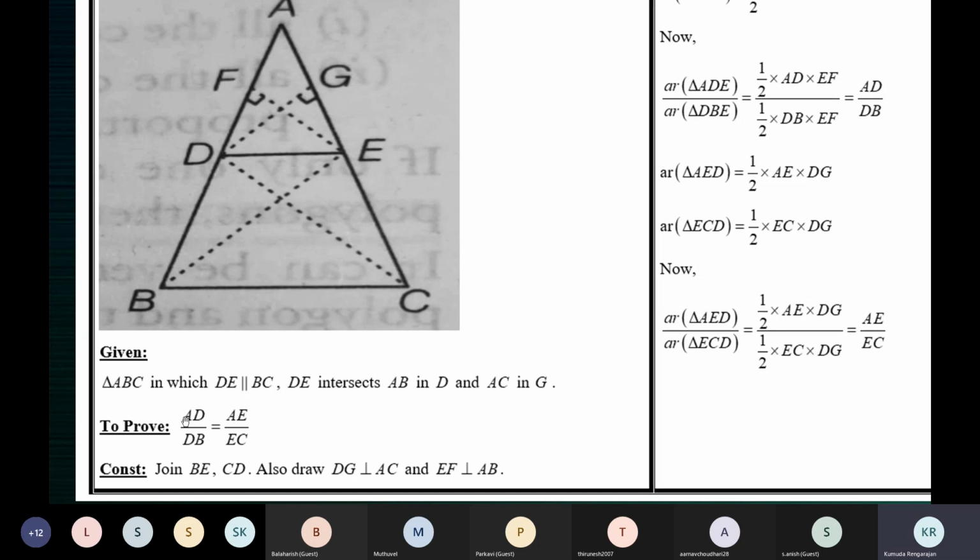How do we remember? Look at this ratio. We have AD, so ADE. Now you have this line DE, which is parallel to BC. We are going to take up 4 triangles and find their areas. In all the 4 triangles, you must have DE as a side. Remember that.